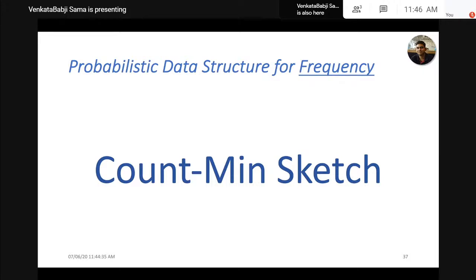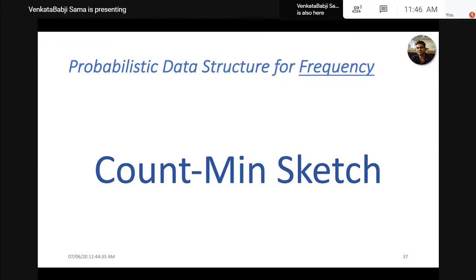The second problem that we agreed upon to investigate is frequency. We're done with membership and now frequency. As I said, frequency is a fancy term for just counting. Now, the set is not a pure set. Let us suppose it is a multi-set. Now the question is not just about whether this guy was seen before or not. The question is how many times have I seen him, right? This is a slightly different version of that.